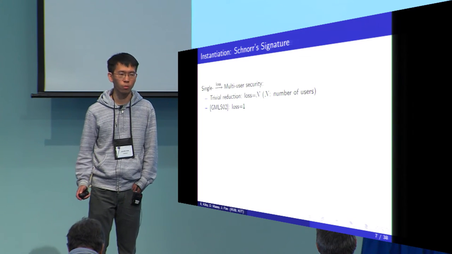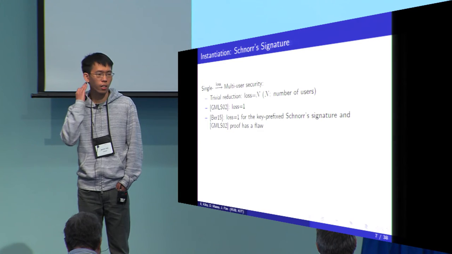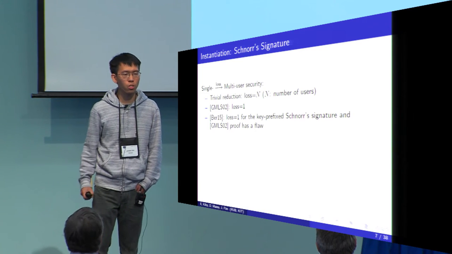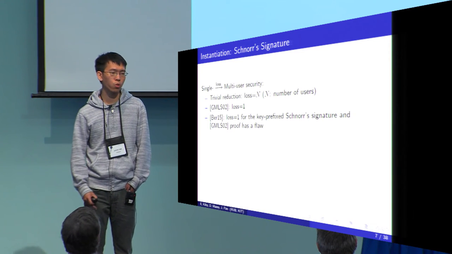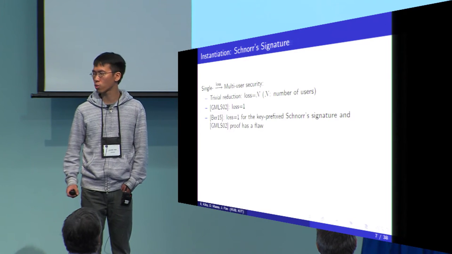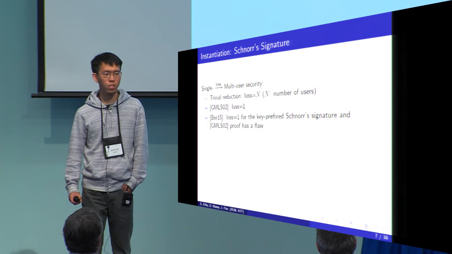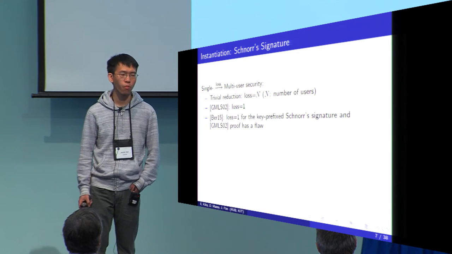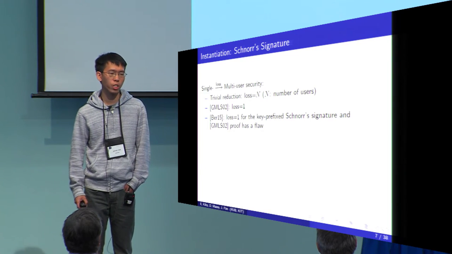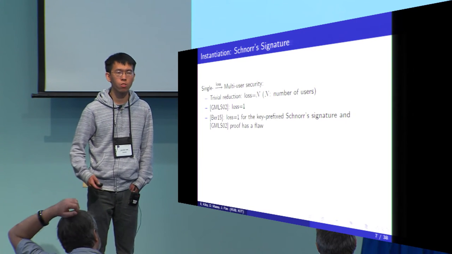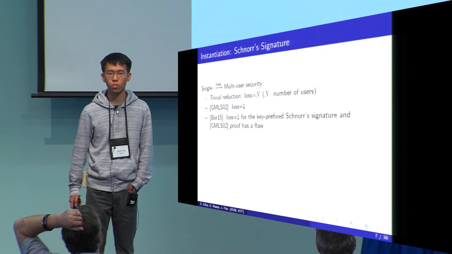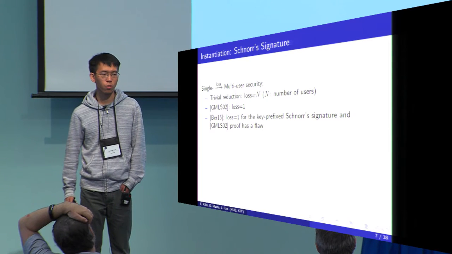actually you can do a tight reduction, okay, in the standard model. But unfortunately, last year, Dan Bernstein showed that actually the proof in 2002 has some issue there, okay? And then he fixed it by proposing a variant of Schnorr signature, which is called key prefixing. And then for this variant of Schnorr signature, you get a tight reduction.